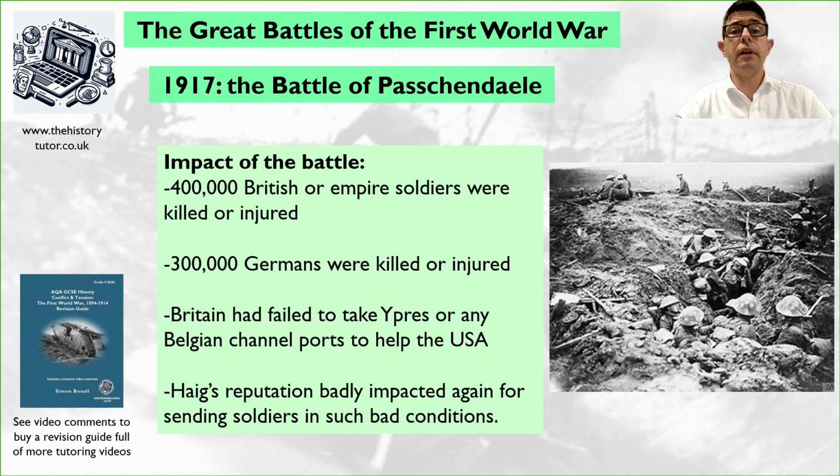The Allies side now having the Americans join them and more Empire forces joining them. So, for instance, there were Indian soldiers in the British army in that region. Britain had failed to take Ypres or any Belgian channel ports to help the USA, so obviously the USA was restricting where it could arrive now, had to rely on French ports. And Haig's reputation was badly impacted again for sending soldiers into such bad conditions, not adapting his tactics or abandoning a plan when obviously the weather was very, very bad.